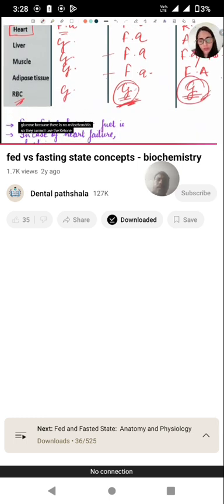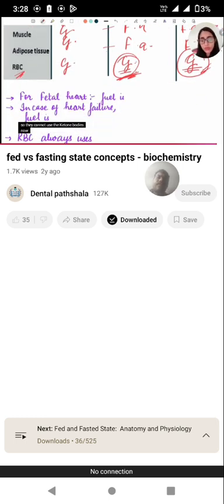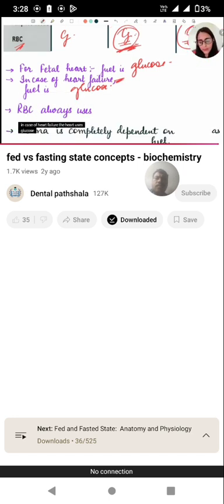Now certain questions that have been asked. For the fetal heart, the fuel is glucose. In case of heart failure, the fuel is glucose. Now we know the heart uses fatty acid during fed as well as during fasting. But here in case of heart failure, the heart uses glucose.